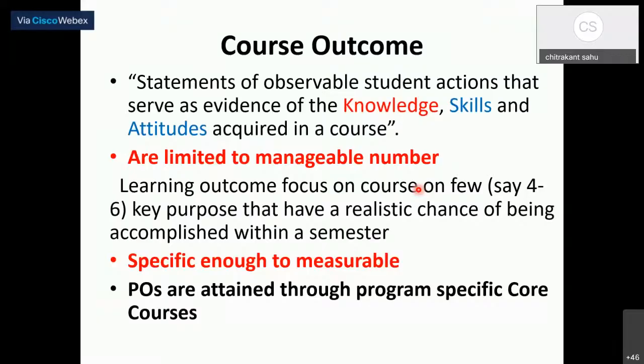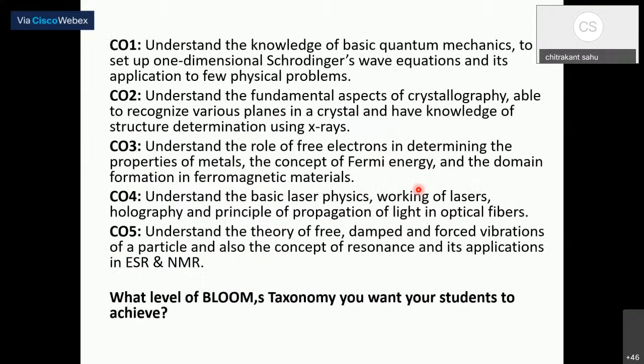So POs are attained through the program specific courses. That is why program specific courses should have the course outcomes. For example, one teacher has written the course outcomes CO1, CO2, CO3, CO4, and CO5. In most cases, they have written: understand the knowledge, understand fundamentals, understand the role, understand basically laser physics, understand theory of. He has written "understand" in all the cases. So this is not a good practice of writing the course outcomes.